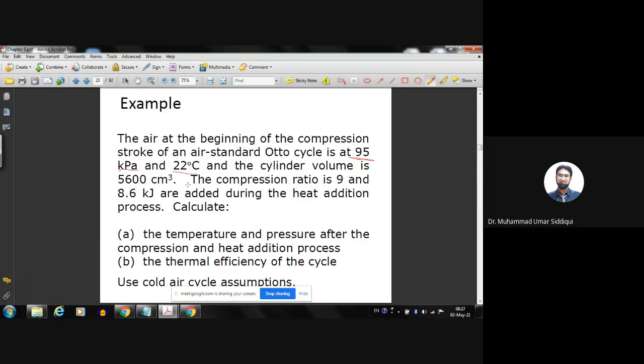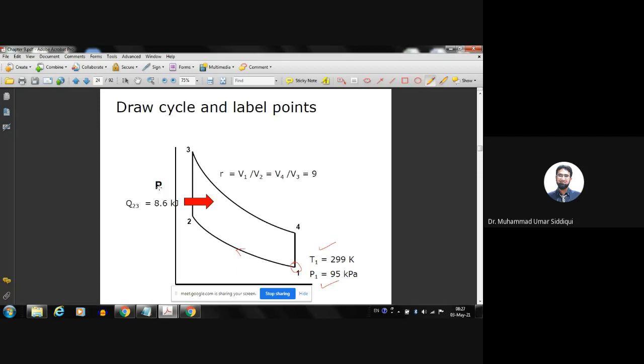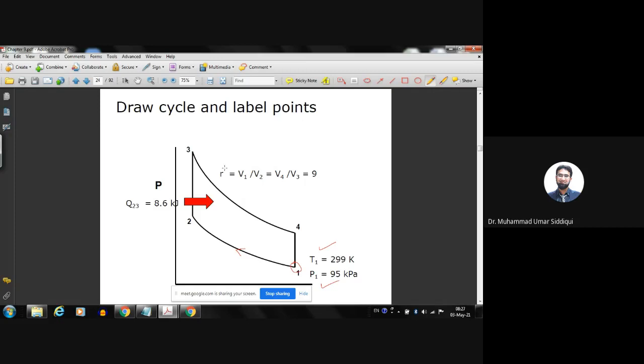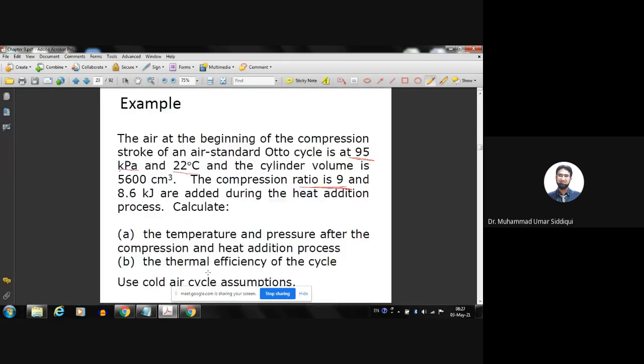And the cylinder volume is 5,600 centimeter cube. That's the total cylinder volume, which means this is the maximum volume of the cylinder. The compression ratio is 9, so R is given. R is V1 by V2 or V4 by V3, which equals 9.